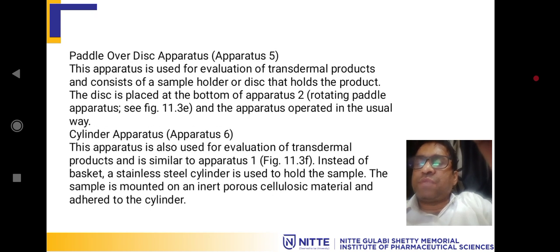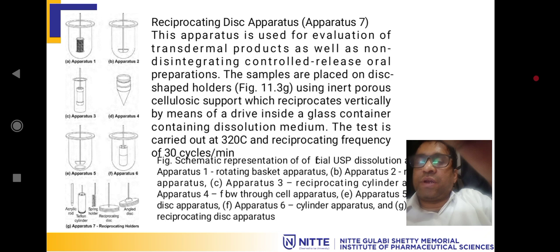Now, the fifth one is paddle over disc. It is used for evaluation of transdermal patches, with a sample holder or a disc that holds the product, and it is the rotating paddle type apparatus 2. Now, what is the cylindrical apparatus? It is used for evaluation of transdermal products, similar to apparatus 1. Instead of a basket, a stainless steel cylinder is used to hold the sample. It is mounted on a porous cellulose material and adhered to the cylinder.